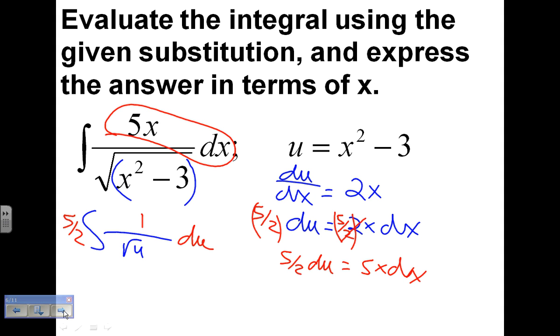So there are ways of doing that, except you can't put a variable out in front, and you want to make sure everything's in terms of u and du. So now what you do is integrate it. 5 halves, u to the negative 1/2 du. Let's see, add 1 to get 1/2, divide by 1/2 to get 2. So 2 times 5 halves, u to the 1/2 plus c.